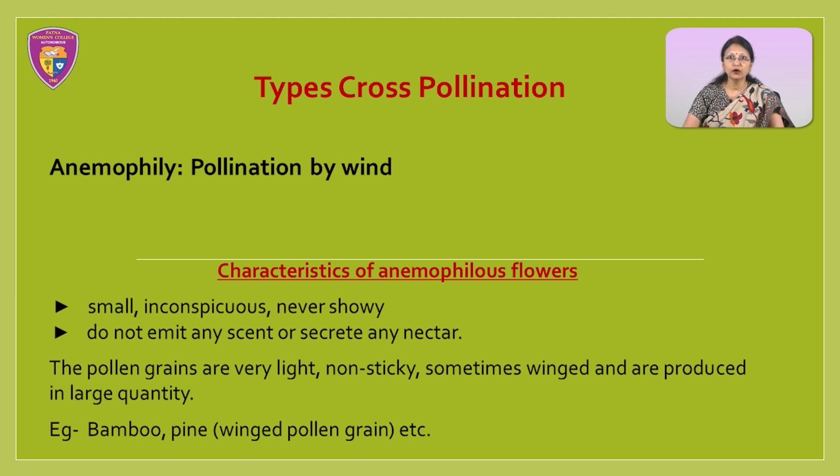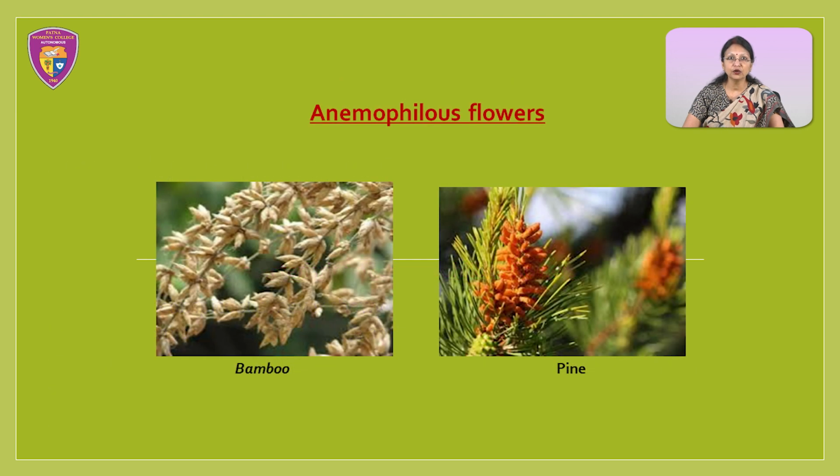Since the agent for pollination is wind, the pollen grains are very light, non-sticky, and sometimes winged to be easily carried by the wind. They are produced in large quantities to ensure pollination. Examples include bamboo, pine, etc. The pollen grains of pine are winged. These are the photos of anemophilous flowers.